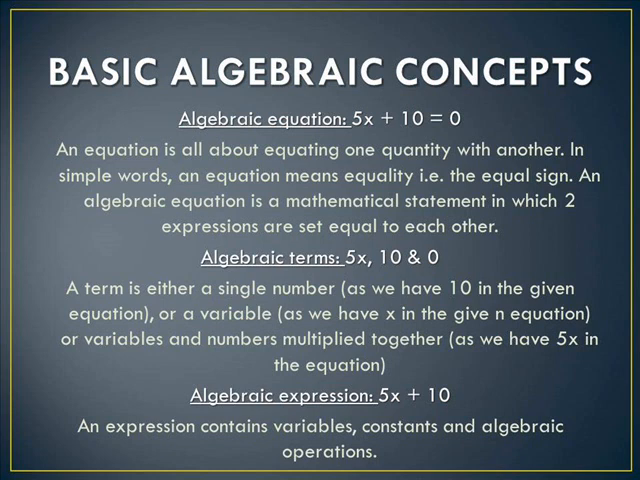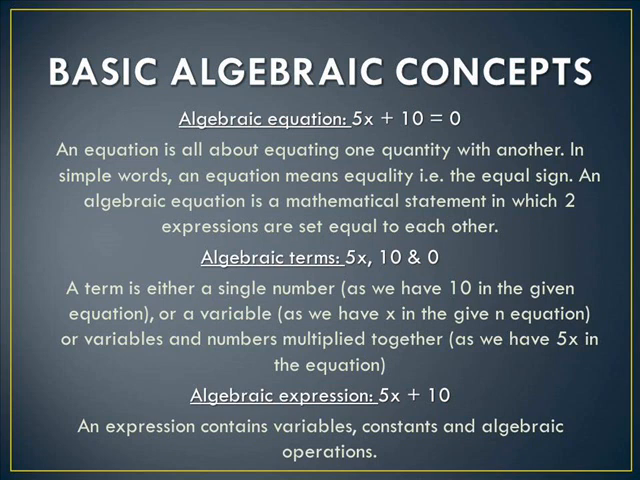The equation 5x plus 10 is equal to 0 consists of many parts. Now let us discuss those parts. These parts of the equation, 5x, 10 and 0, are called algebraic terms. A term is either a single number, as we have 10 in the given equation, or a variable, as we have x in the given equation, or variables and numbers multiplied together, as we have 5x in the given equation.